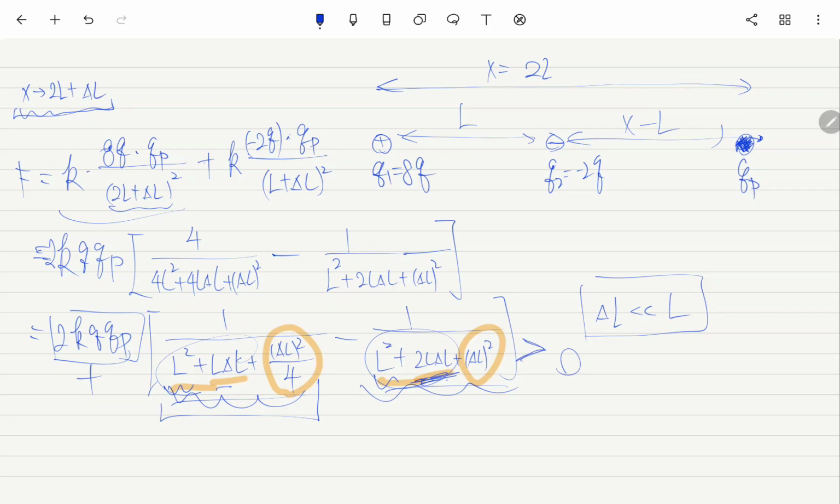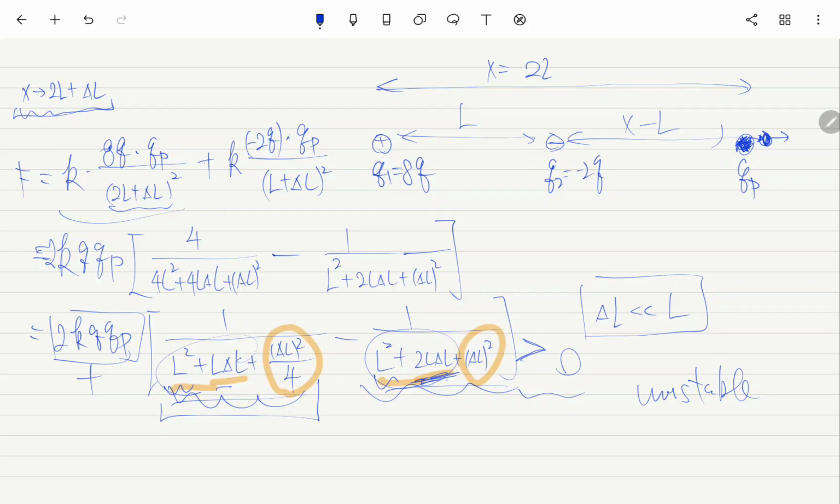So what does it mean? Originally, if this proton is placed at x equals to perfectly 2L, then the force acting on it will be a perfect 0. If we slightly put it to the right side, then there will be a positive force acting on it, which means it will further push it to the right side, and then it will go away. Okay, so that's the point here. So which means that if we try to put it to the right side for a little bit, it will go further to the right side. So which means that this is unstable.